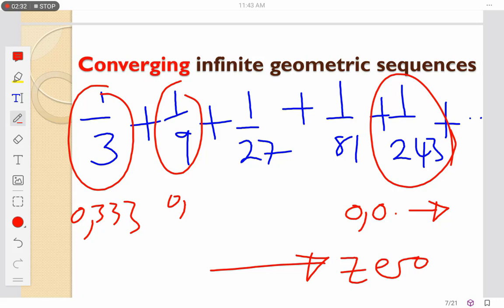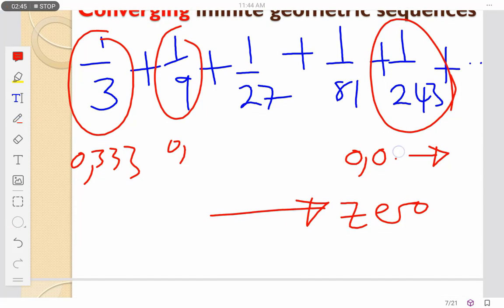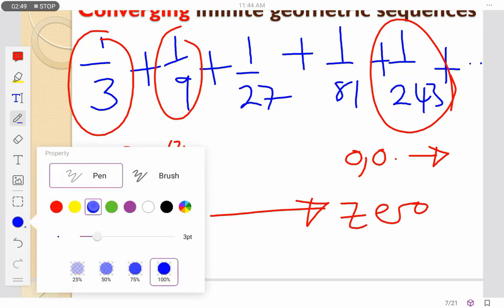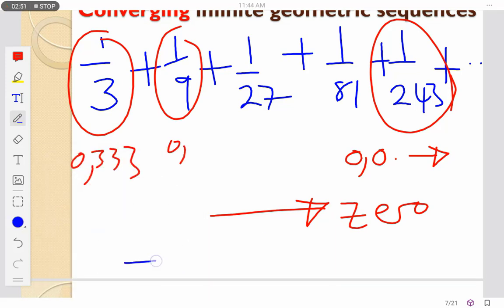So for this type of series, we can calculate their value at the end of the day. For converging series, we take note of our R, the common ratio, as a value that is between -1 and 1, that is, -1 < r < 1. That is what we do when we are looking at converging infinite series.